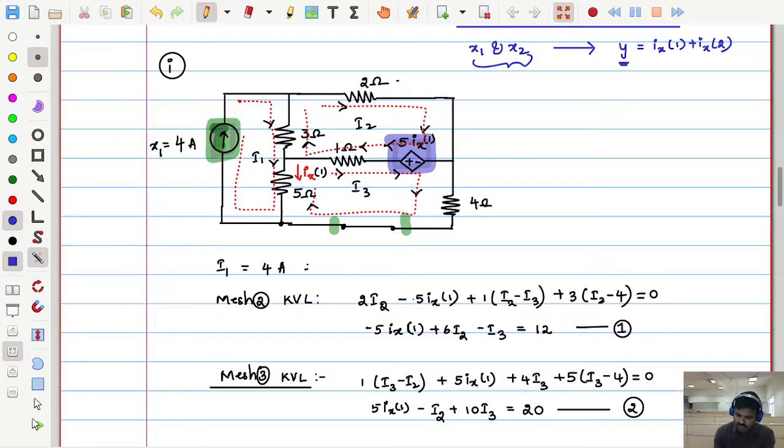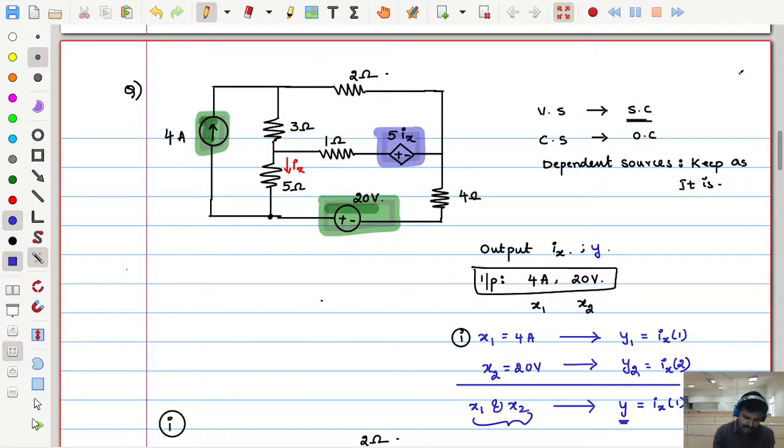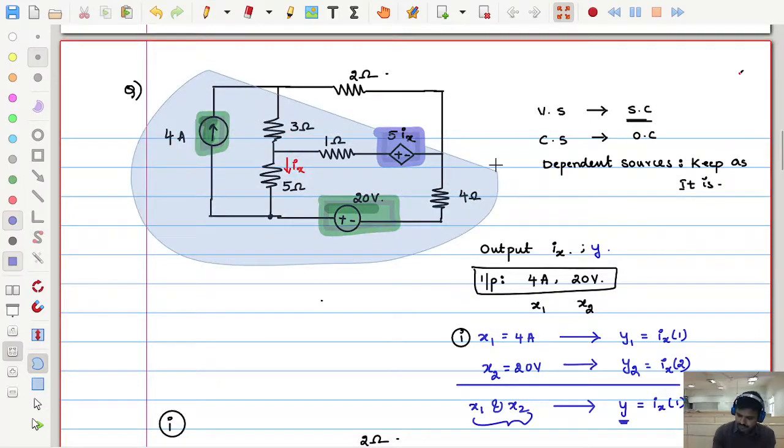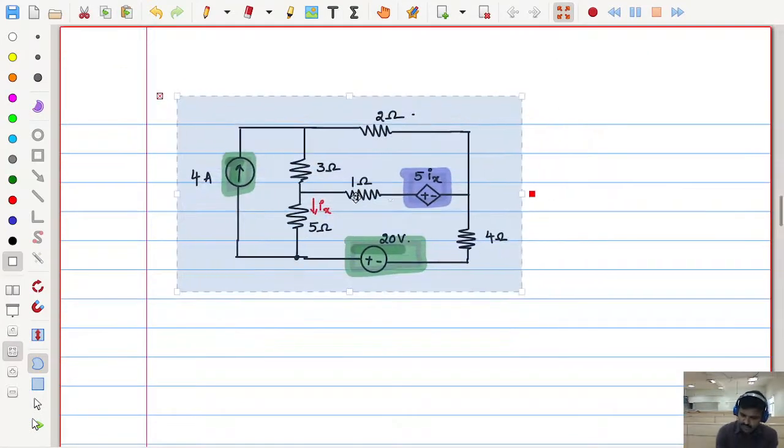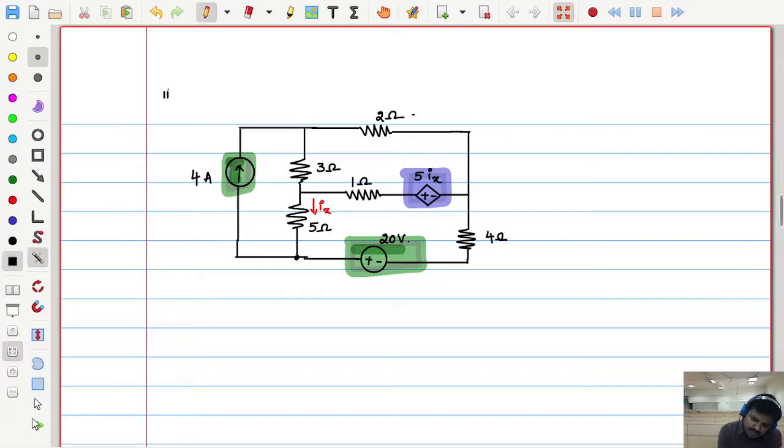Now in the same way, in case 2, let me take this diagram, and let me make the case 2 corresponding thing here. Case 2 is the second input x2. What is the second input x2? It is 20 volts. When 20 volts is connected, what will be the output? Y2. I can assume the current is the output, but because it corresponds to 2, I'll use Ix2 as the response.